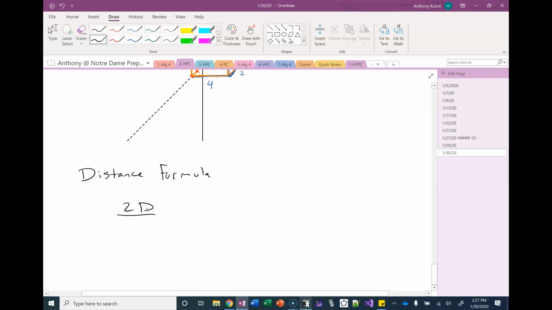So, who remembers what the distance formula is in 2 dimensions?